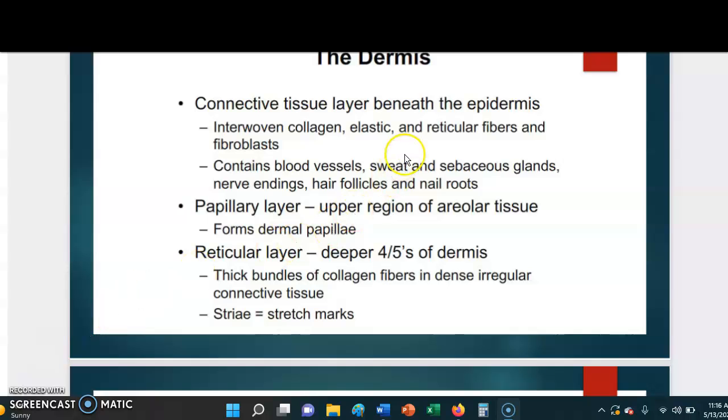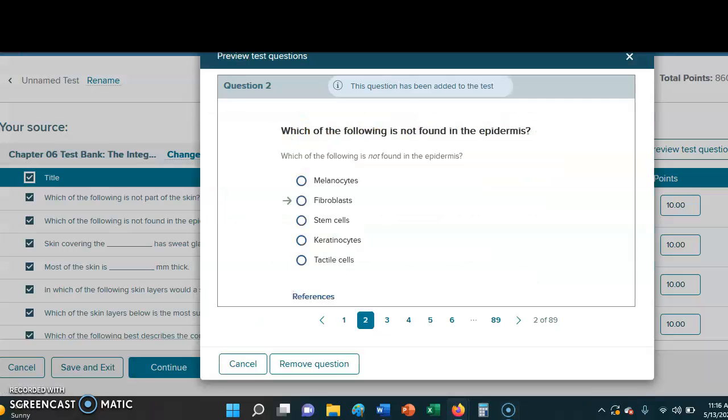Okay, and we have the dermis right here, and in the dermis we're going to have fibers, collagen, elastic, and right here, we have fibroblasts in there. So if we go back to the question, then fibroblasts is the answer, right? Because that one is not found in the epidermis.